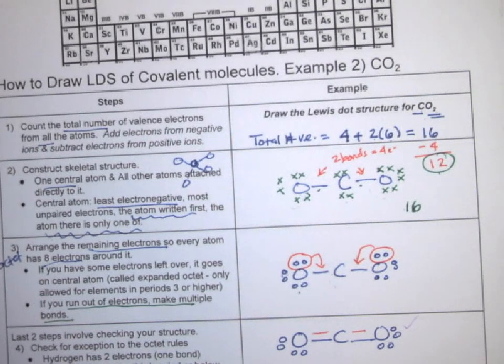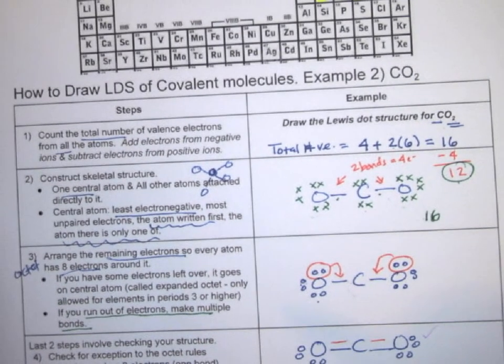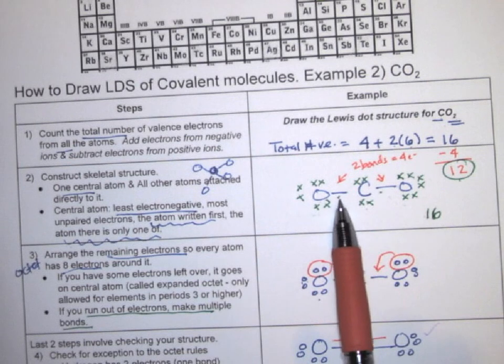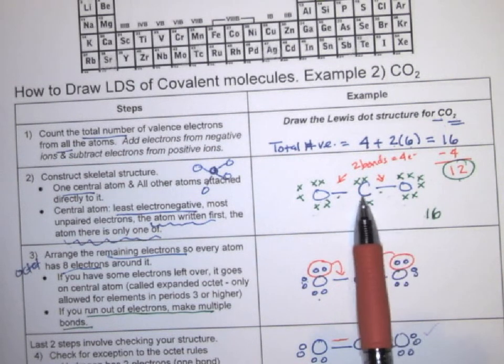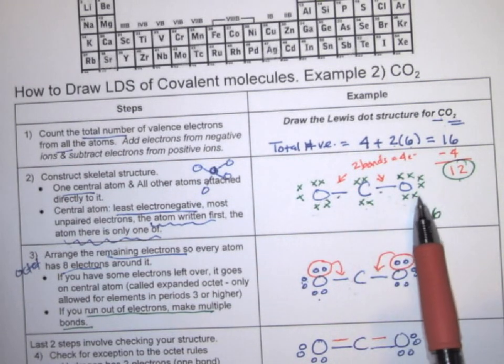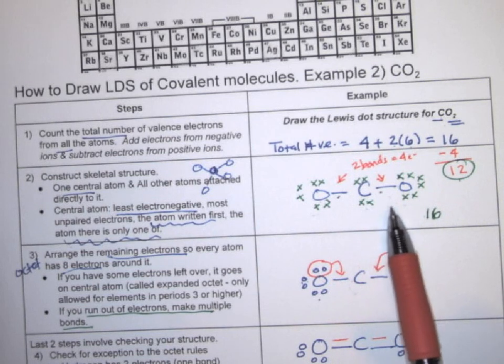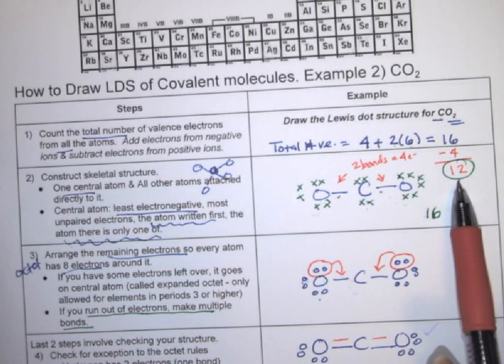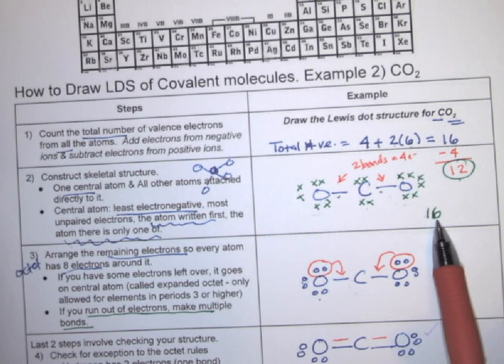Okay, so just to quickly recap, the steps are pretty much the same. You start by counting the total number of valence electrons, and then you make your skeletal structure. After making your skeletal structure, figure out how many electrons you need to give every atom an octet, and compare it to the number of electrons you have remaining. So we needed 16, but we had 12. Since we needed more than we had, that meant we needed to do multiple bonds.